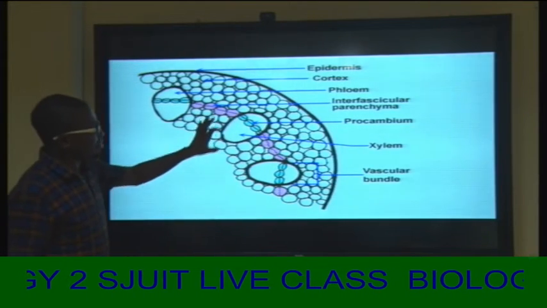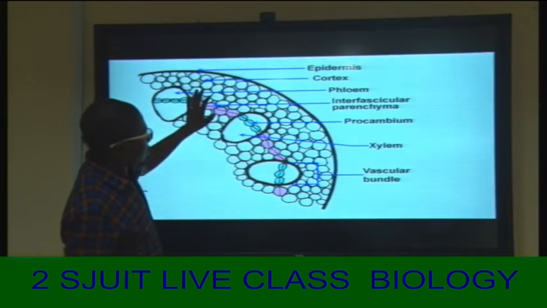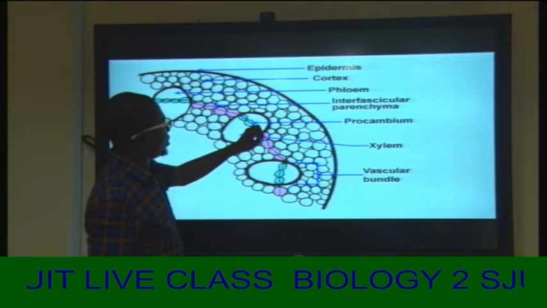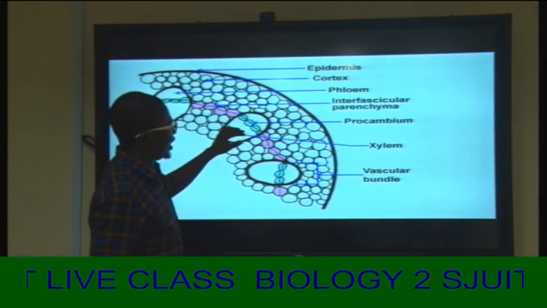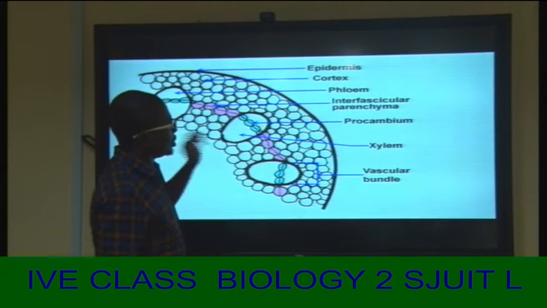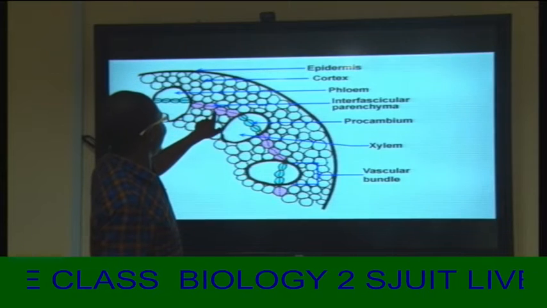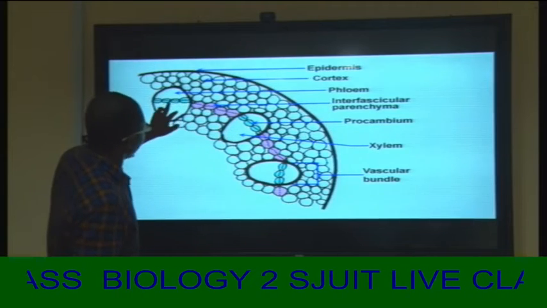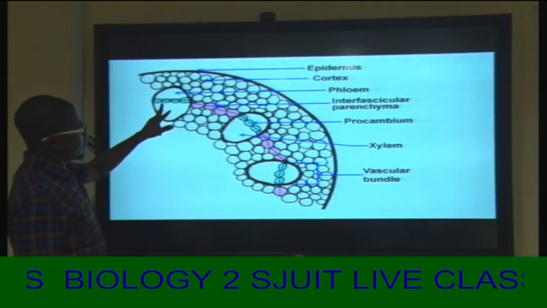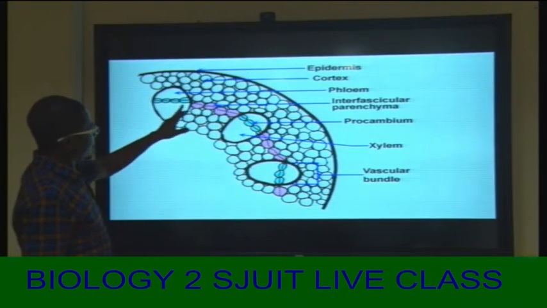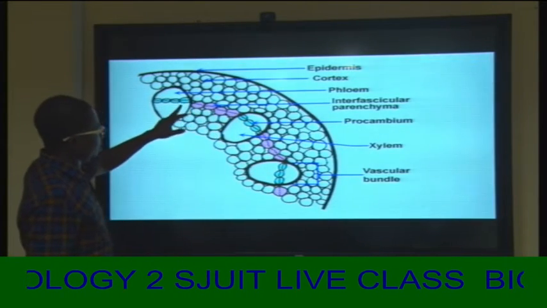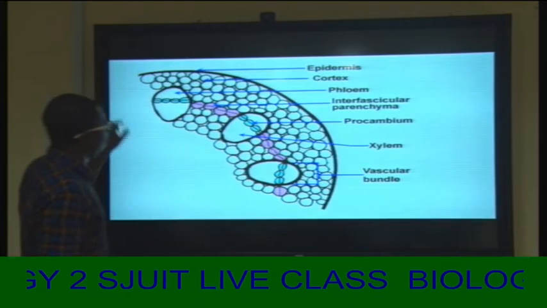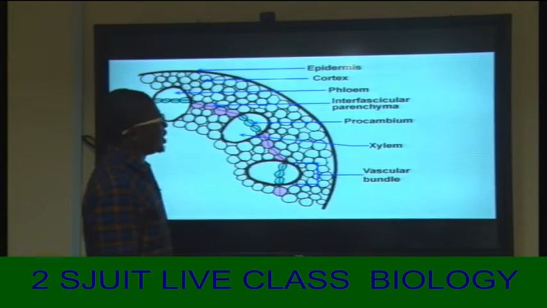So here is another diagram, as you can see. We have the procambium. Procambium is the other name of intrafascicular cambium, and of course we have the interfascicular cambium. These cells here will divide and join with this one here. So the interfascicular cambium will combine with the procambium, or fascicular cambium, and that will form a complete layer of vascular cambium.